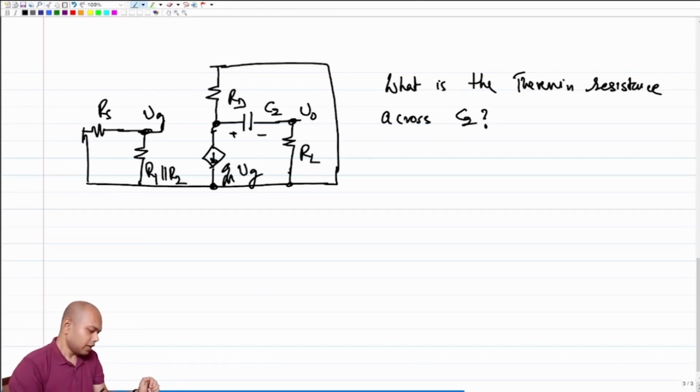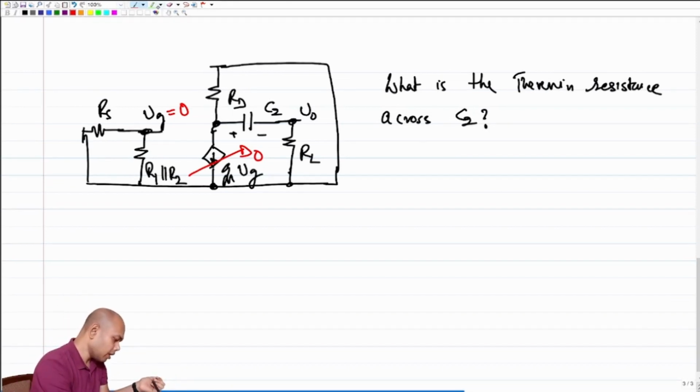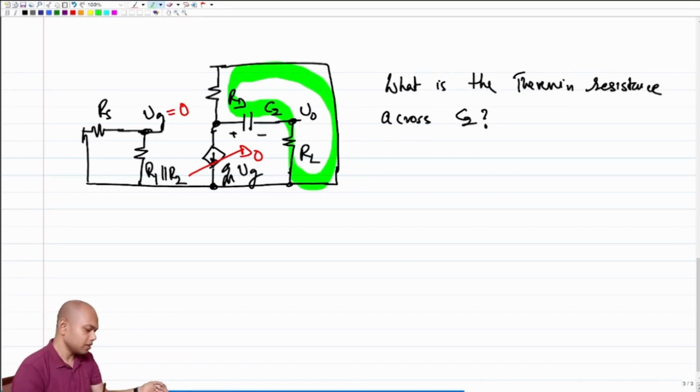Okay, right? So if the input is shorted, what comment can you make on the voltage Vg? Vg clearly is equal to 0. If Vg is equal to 0, what comment can you make on the control current source GmVg? This clearly goes to 0. In other words, that doesn't exist. If it doesn't exist, what do you see? You see only what is remaining. The only stuff that is remaining is this loop, correct?